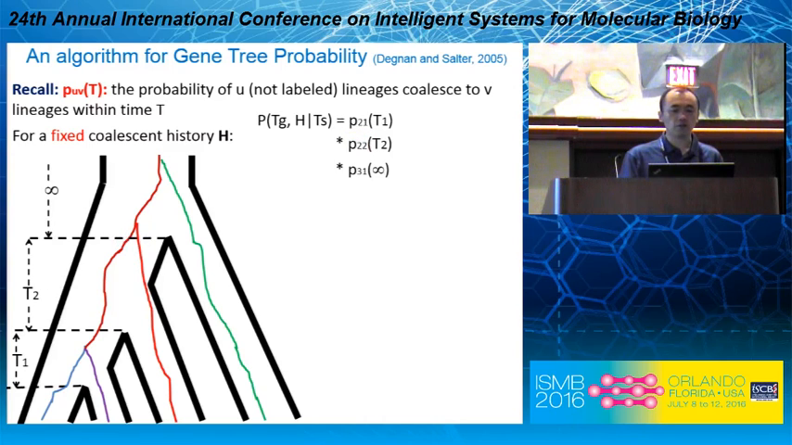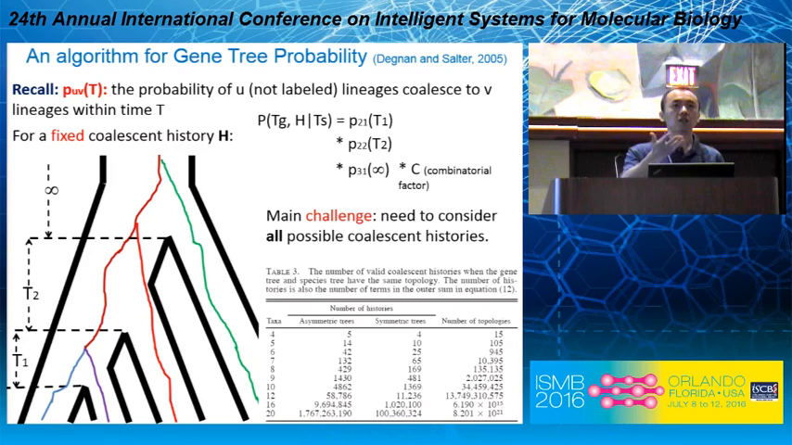Then you multiply by another factor, which is on the very top. Now you have three lineages, and you have one lineage at the very top, so you have infinite time to coalesce. And this is pretty much all. The only little thing is that there are some other technical details, some kind of combinatorial factor, that I didn't really tell you. The main challenge here, however, is that in the Degnan-Salter algorithm you have to enumerate all the possible coalescent histories.